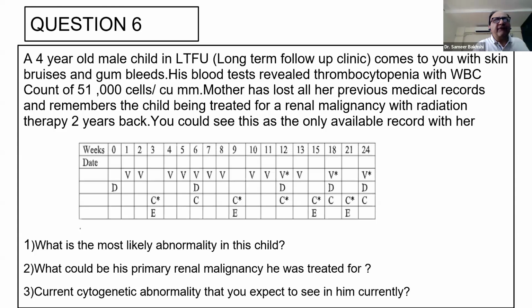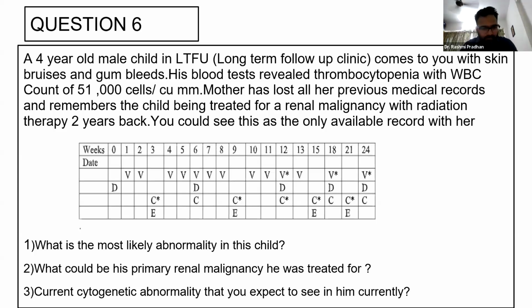Now, if you were to put all the things together, what kind of leukemia is he likely to have? Sir, therapy related AML. Very good. So he's likely to have therapy related AML. If it is therapy related AML, what is the likely causative drug from this multiple drugs? Sir, etoposide.